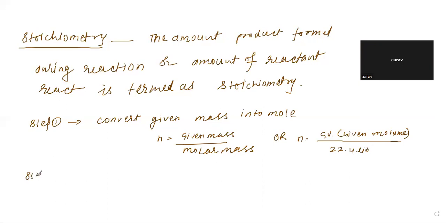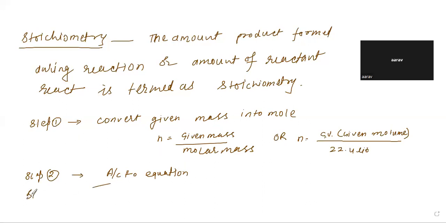Now go for step number two. Here we need to correlate according to the equation. First of all, we have to go according to the equation, meaning how much product is forming. After knowing that, we have to go by how much available mole is there.